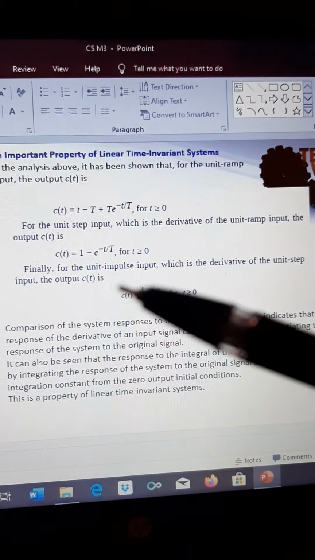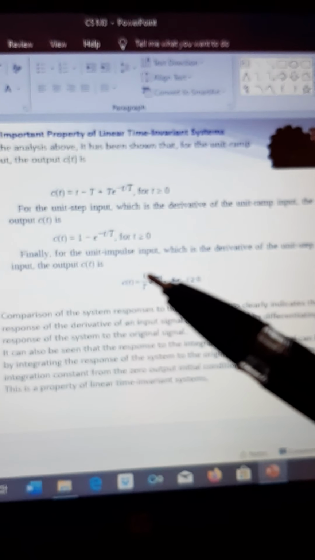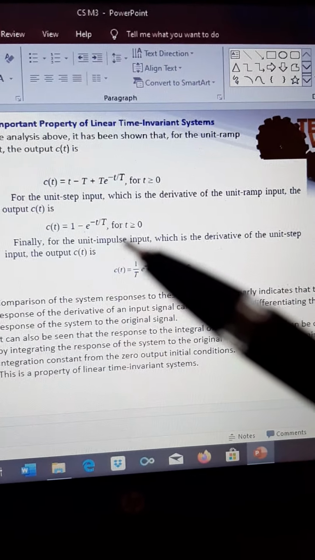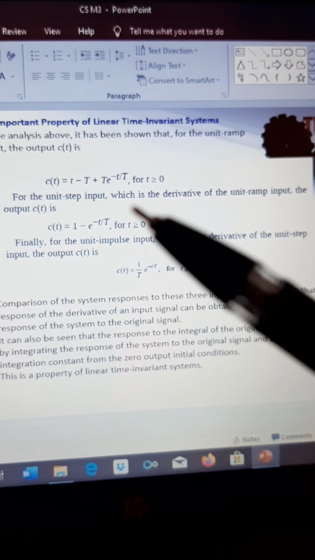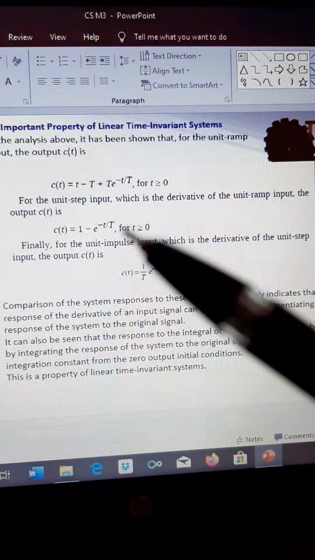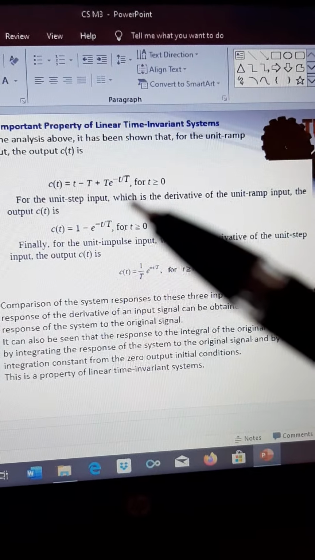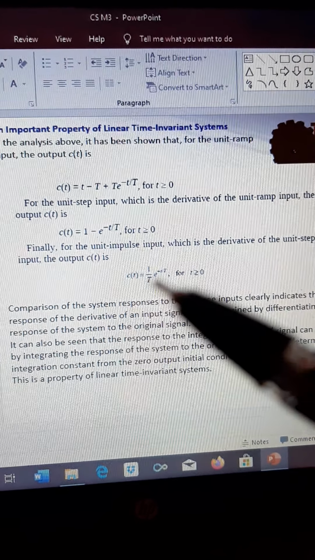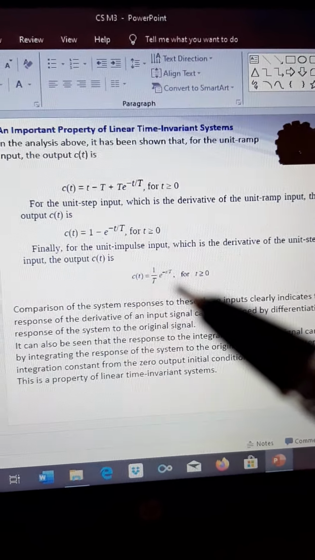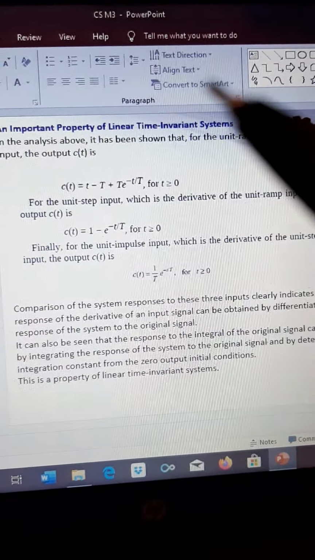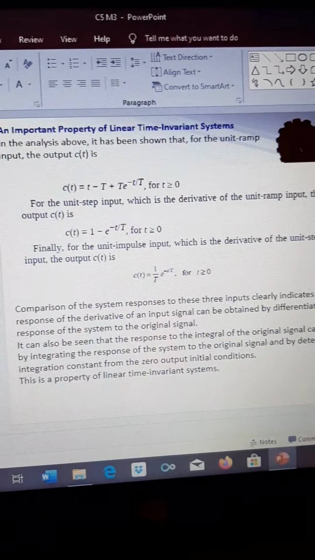If you integrate the unit impulse input, you will get the unit step. If you integrate the unit step, you will get the unit ramp input.